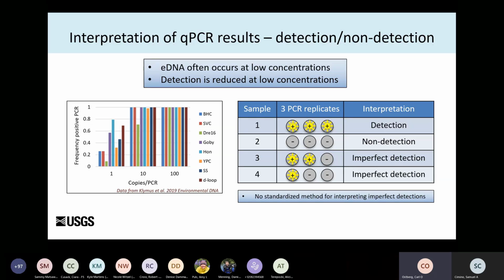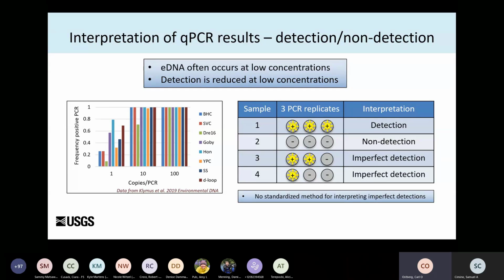So what does reduced detection at low concentration mean to an eDNA sample? If we run triplicate PCRs on a sample, there are going to be four possible outcomes. All three replicates could be positive, as in this first sample, or all three replicates could be negative, as in the second sample. These two are easily interpretable as detection and non-detection. The two other outcomes are imperfect detections, where only one or two of the replicate PCRs are positive.